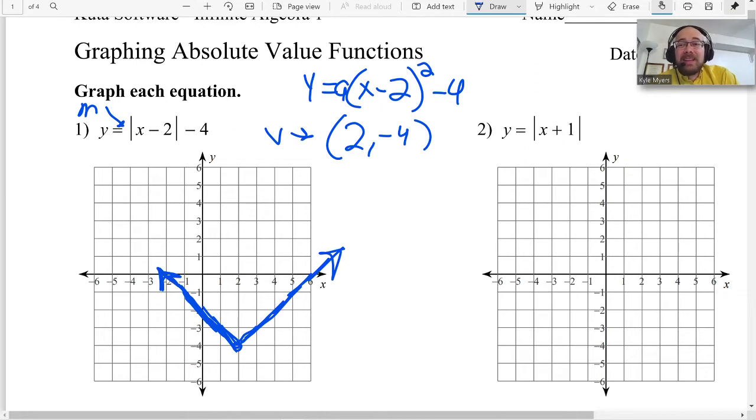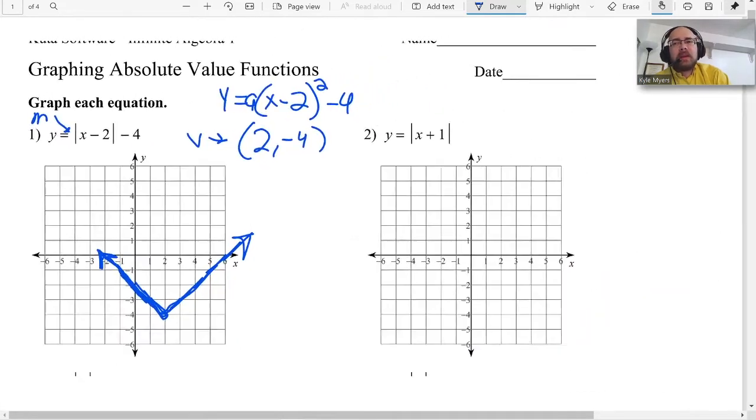And that's pretty much it. We'll see if it gets harder from here, but that's it. You start with the vertex, which is the opposite of the number in the parentheses, in the absolute value bar parentheses. I'm just going to call them parentheses from here on out, because that's basically what they are. So the opposite of the number inside the parentheses with the x, comma the number outside the parentheses.